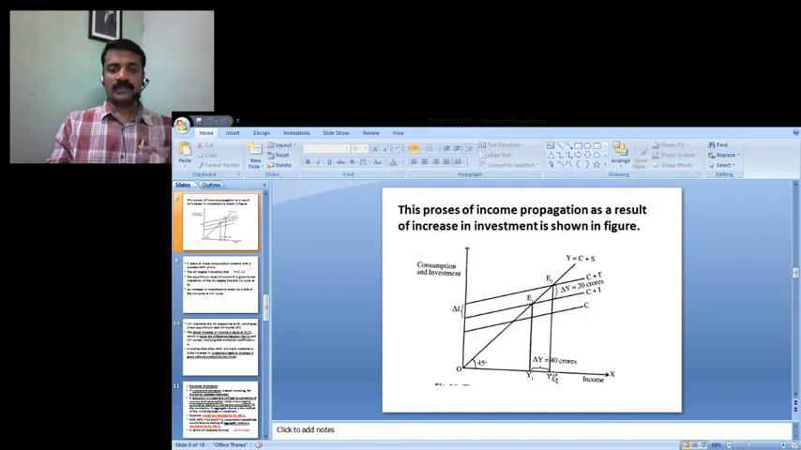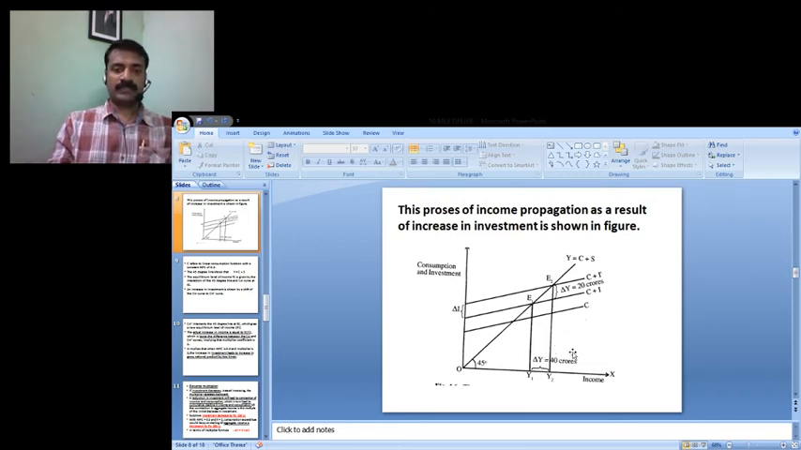Y1 to Y2 is greater than E1 to E2. That's the change. This change is lesser than the change that happens in the income level. When the investment changes from C plus I to C plus I dash, income changes from Y1 to Y2. The change in the income level is greater than the change in the investment level. Okay, 2 times. So here the 20 crores investment leads to a 40 crores income level difference.